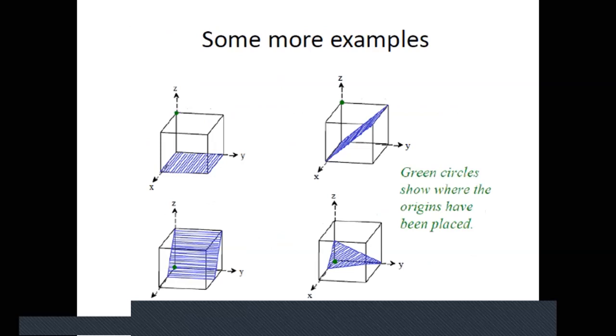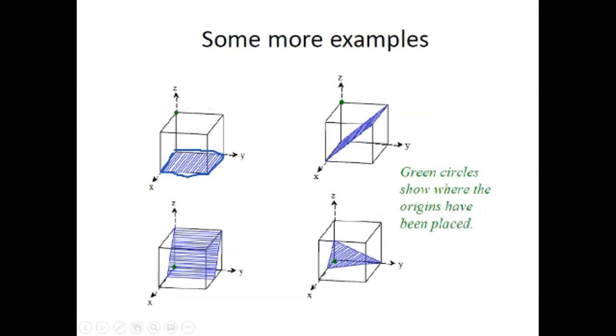So just a few more examples. If we look at the top one here, you see that we have this plane right here. What you notice is that it crosses the origin right here. And since it crosses the origin, we have to shift it. We're going to shift it up 1 unit.